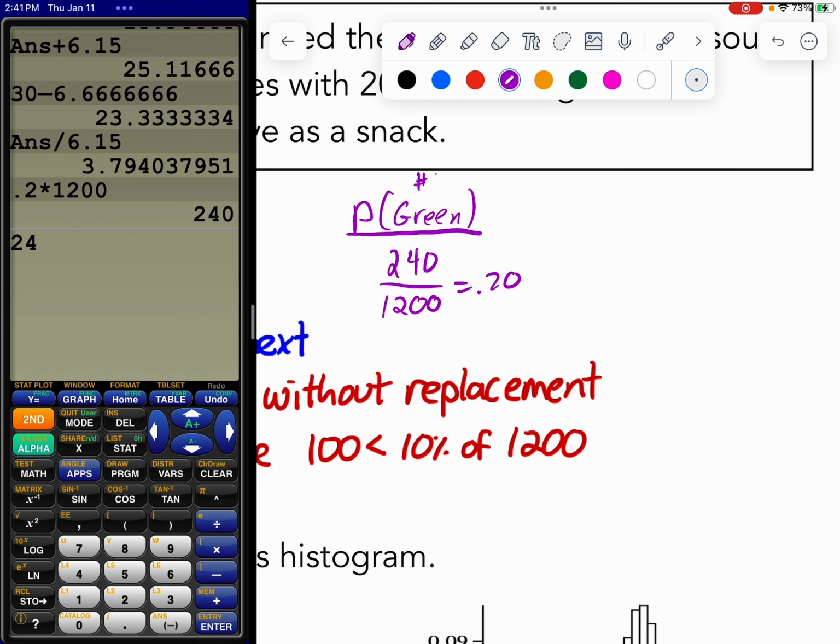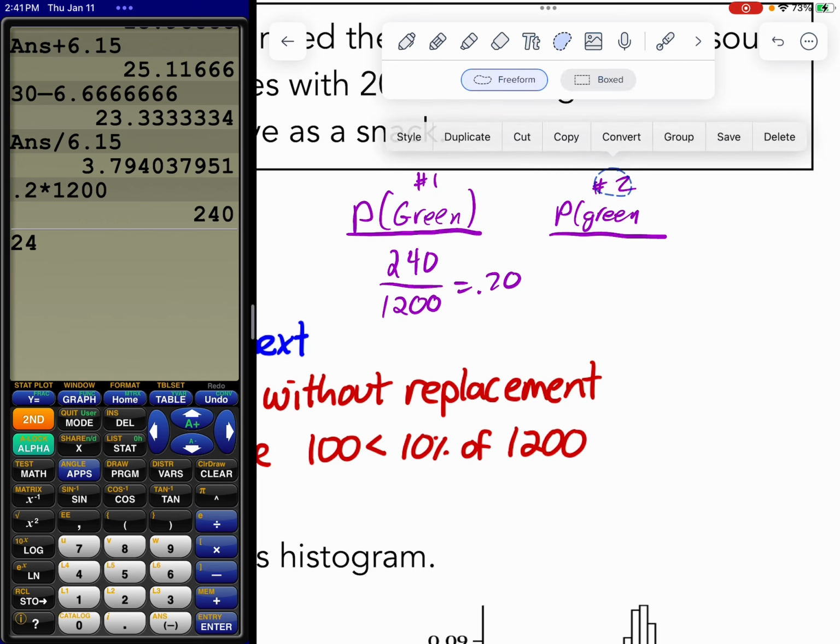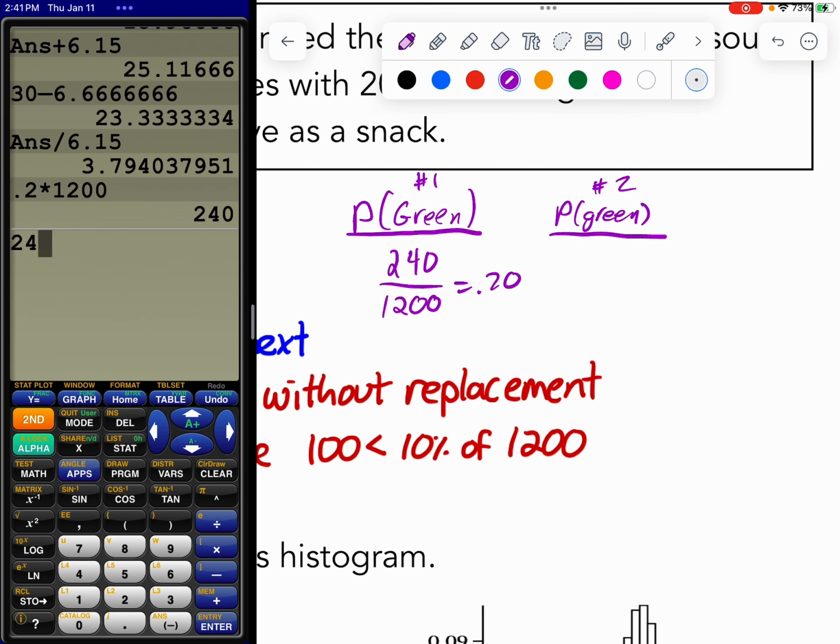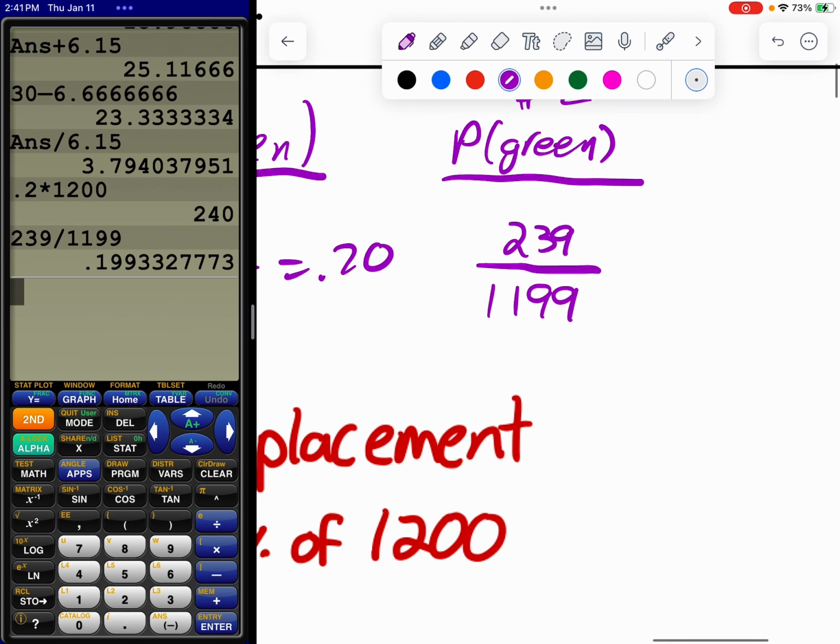So let's say the first Skittle was green. What's the probability that the next Skittle is green? Probability of green again. Well, now there's 239 Skittles because I took out the first green Skittle. And the next Skittle is out of 1,199. What I'm asking here is, not putting that Skittle back, did that make a substantial difference in the probability? I mean, look at that. The answer is no. It's 0.199.